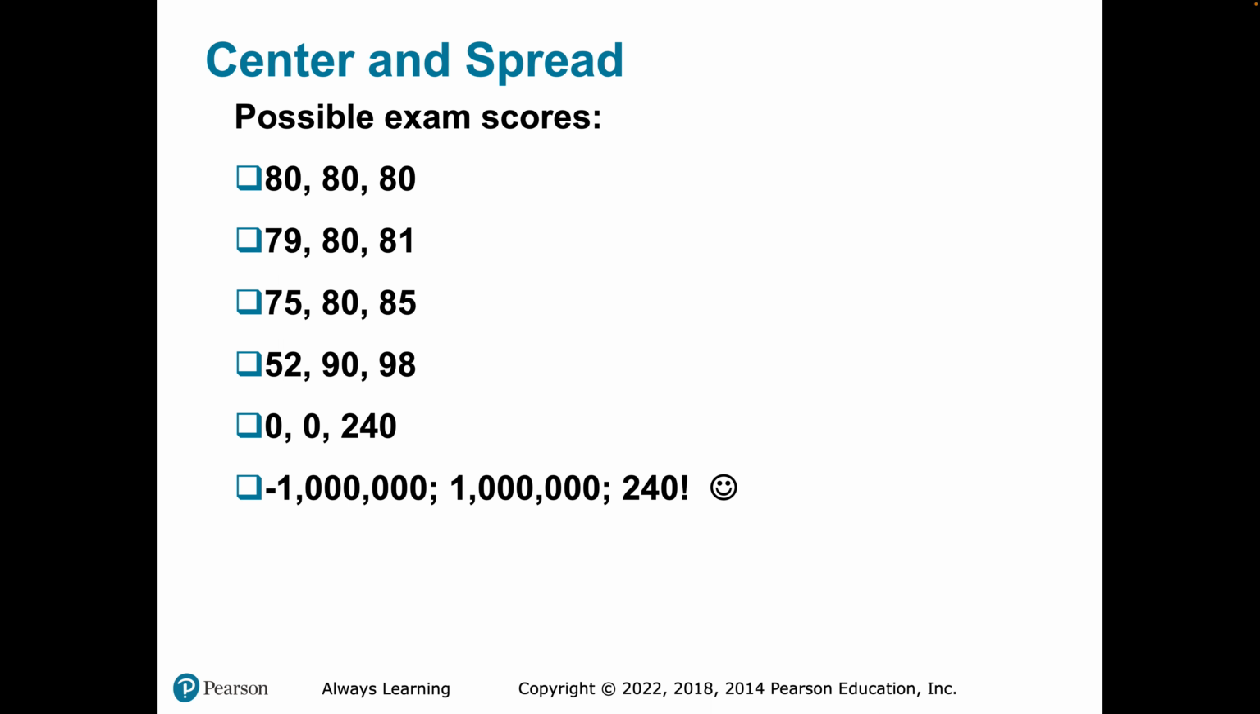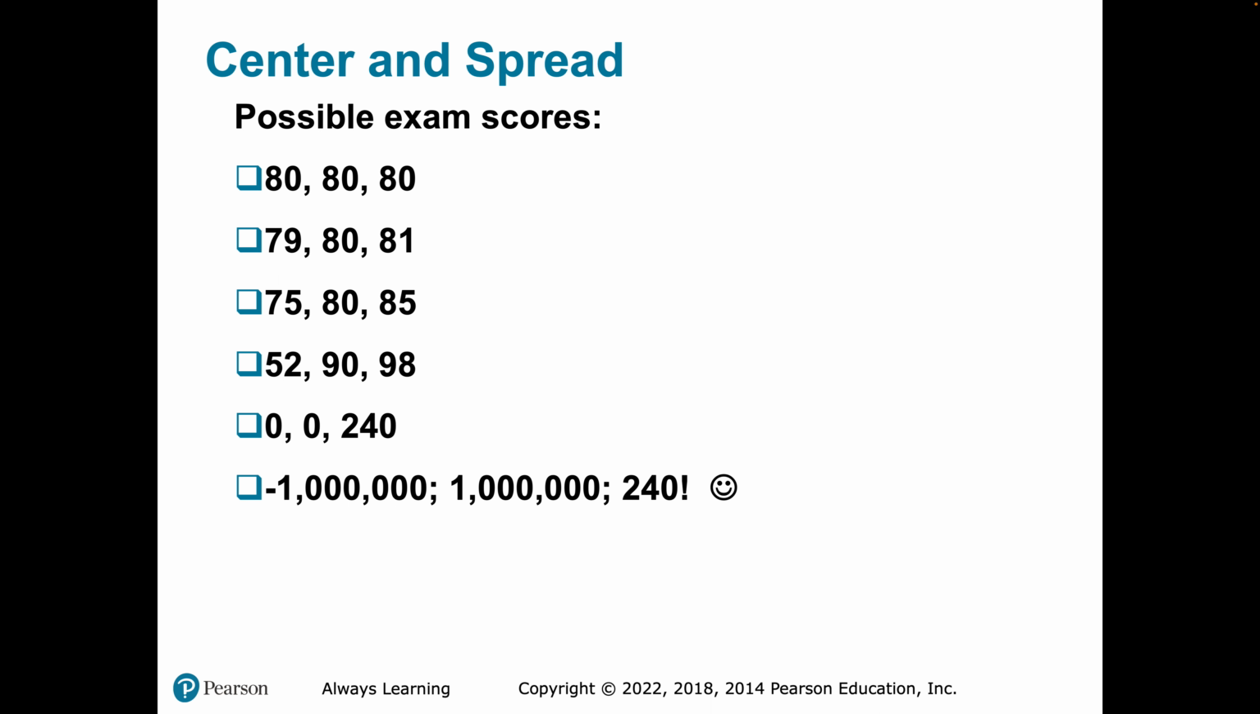But let's take a look at the fifth one down, where it's 0, 0, 240. No one said that the exam was a 100-point exam. Maybe it was a 250-point exam, and 2 people didn't show up, and 1 got a 240. But anyway, what I want you to focus on right here, at least temporarily, is that the sum of the 3 scores has to add up to 240 to get an average of 80.